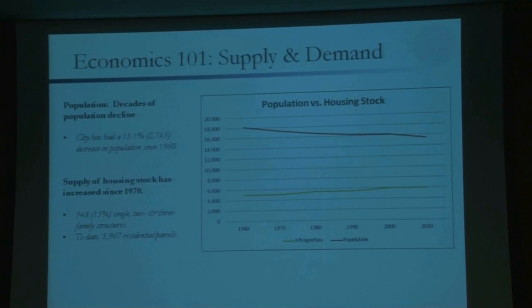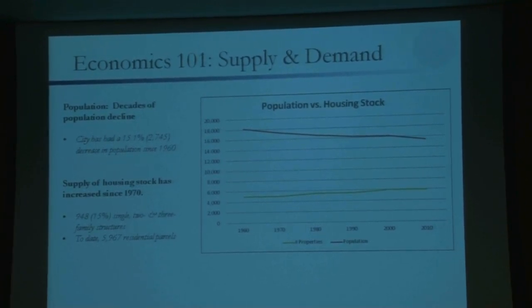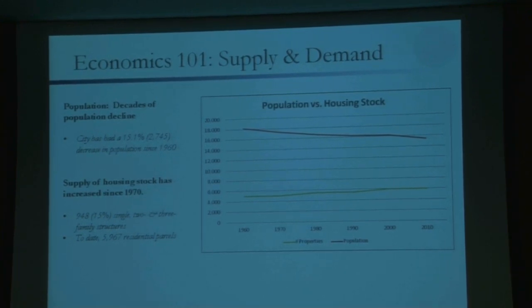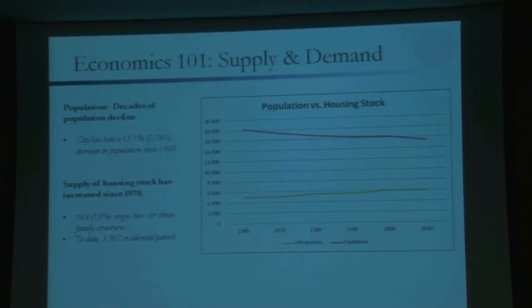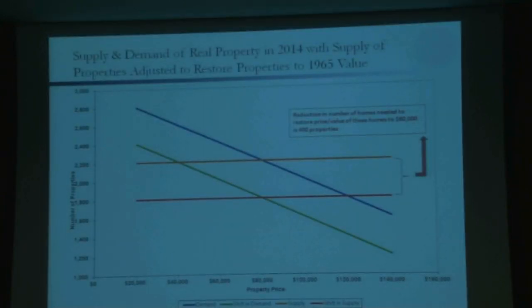Supply, housing stock. Since 1970, you've had a slight increase in housing stock. So for discussion purposes, we'll just leave it as flat. Your supply has stayed the same, but your demand, the amount of people that need housing, has declined. So remember, demand is high, supply is low, price is high. Demand is low, supply is high, price is low. What does that mean from a supply and demand perspective? Whoops. I'm sorry.